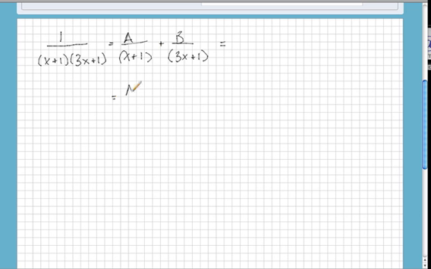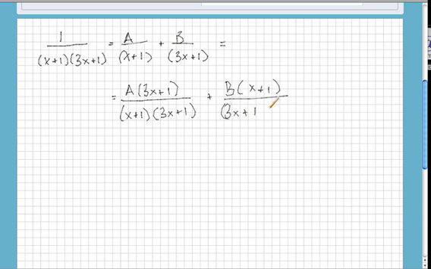So this is all equal to a over 3x plus 1, or a times 3x plus 1, over x plus 1 times 3x plus 1, plus b times x plus 1 over 3x plus 1 times x plus 1, and that of course is equal to the original left-hand side of the equation. So all I've done so far is multiply on the top and bottom by the factors I needed to get my LCD. Let's go ahead and now simplify the right-hand side of this equation.